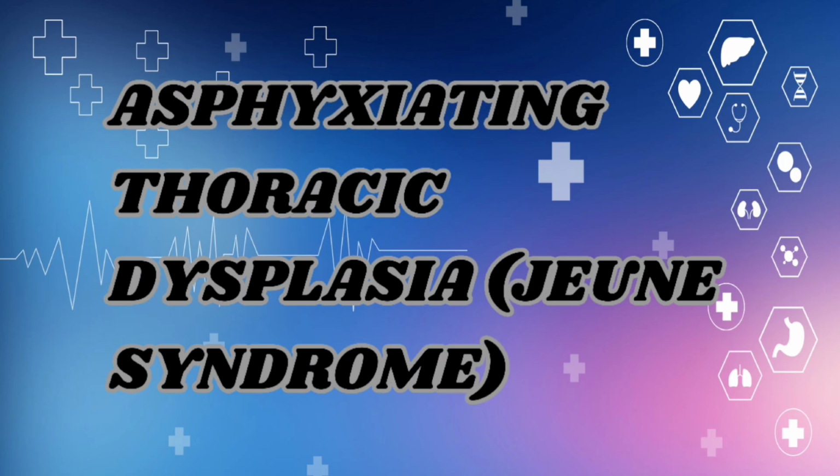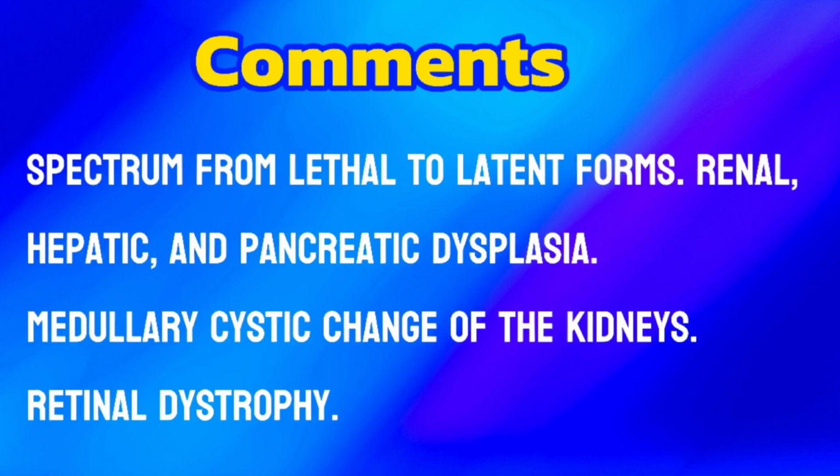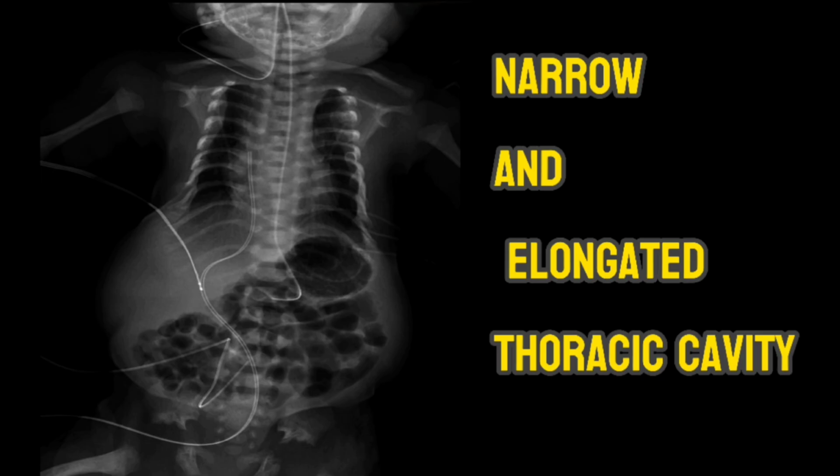Next is asphyxiating thoracic dysplasia, also called Jeune syndrome. The findings are small thorax with short bulbous ribs, small pelvis with short flared iliac bones, trident acetabula, infrolateral spur adjacent to the sciatic notch, cone-shaped epiphyses of the hands. The comments are spectrum from lethal to latent forms, renal, hepatic and pancreatic dysplasia, medullary cystic change of the kidneys, renal dystrophy. On X-ray, narrow and elongated thoracic cavity.